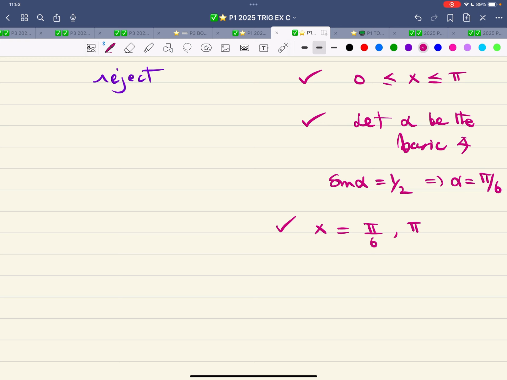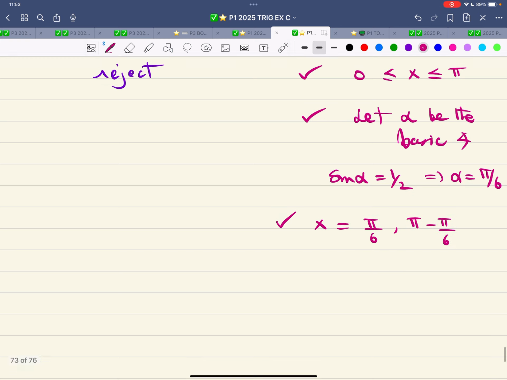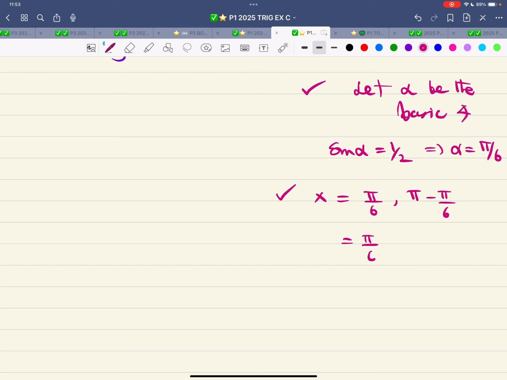Second quadrant, pi minus pi by 6. Therefore, this is pi by 6. That is 5 pi by 6. Let me write down these steps in case someone is having a bit of weak basics. So that will be strengthened over here.